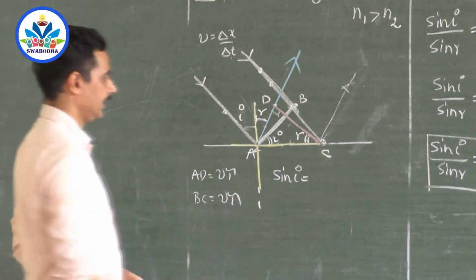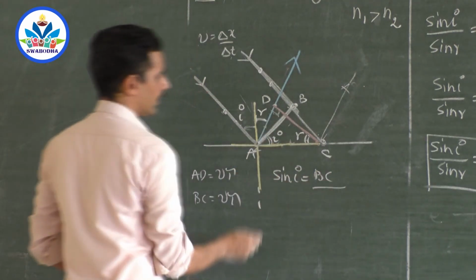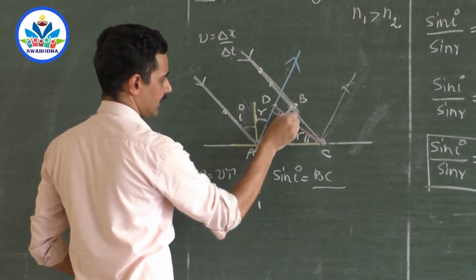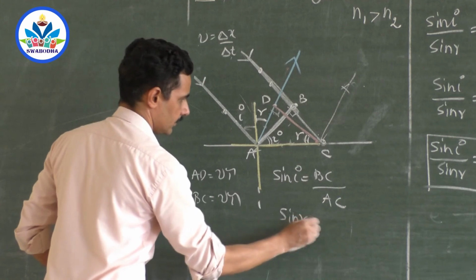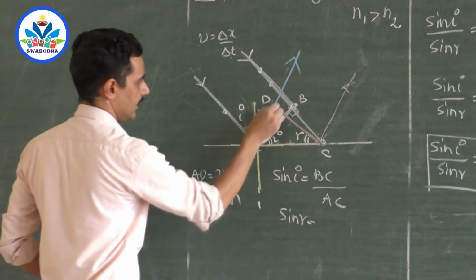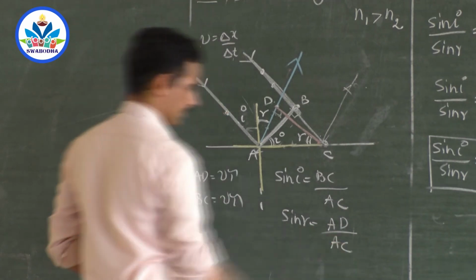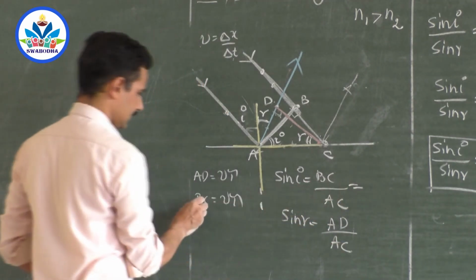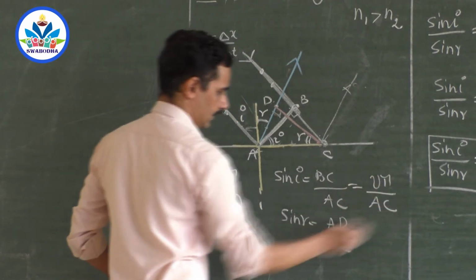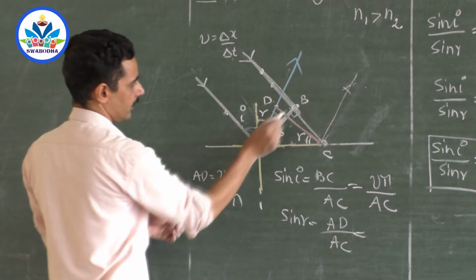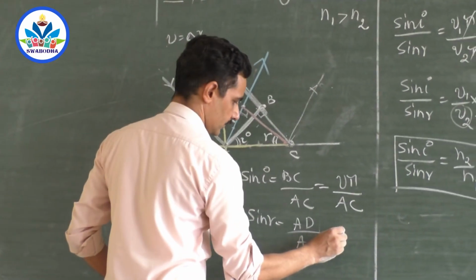Now, sin I is the opposite side BC by the hypotenuse. This is angle 90. Hypotenuse is AC. What is sin R? Sin R is equal to the opposite side AD divided by the hypotenuse AC. BC is V tau, and AD is also V tau. By the time this reaches here, this will reach here in the same medium. So AD is also V tau.